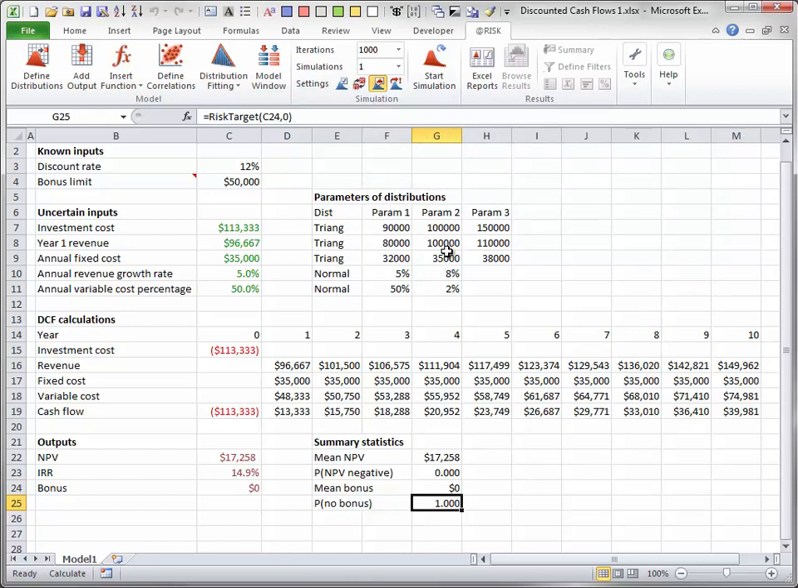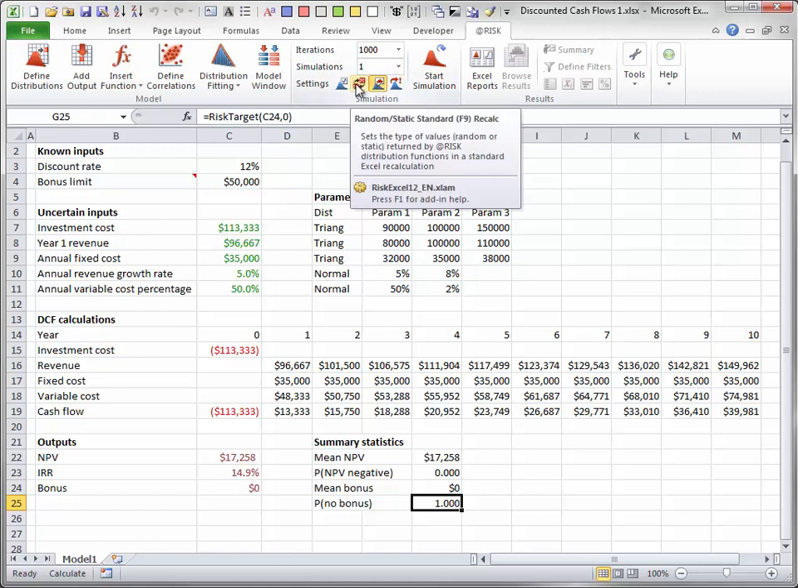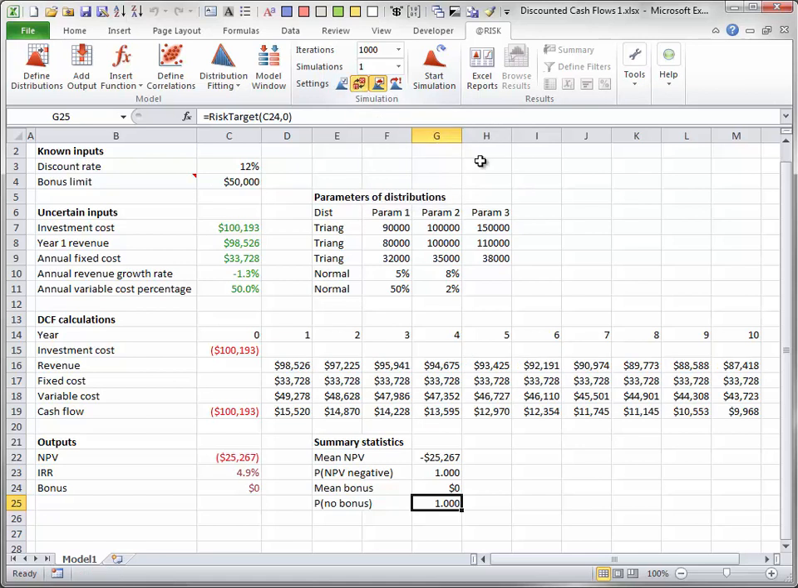In fact, it can very easily become negative, in which case the IRR is undefined and returns an error. There's a case. This will be evident in at-risk's results, which indicate the number of iterations where an output cell returns an error. I will now run a simulation with 1,000 iterations.